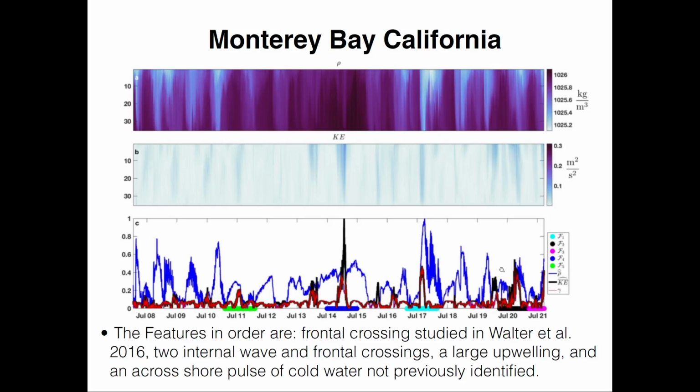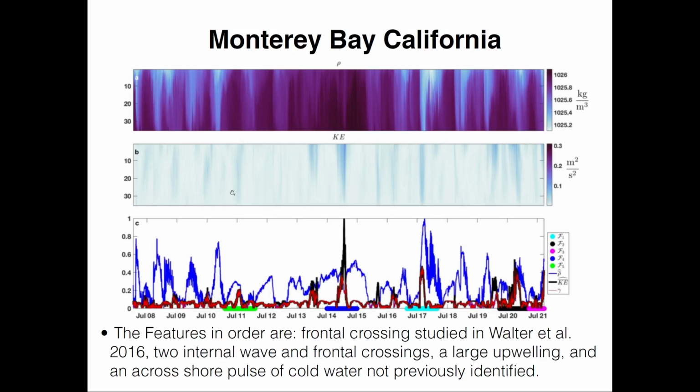A large upwelling. Okay, so that's blue right here. There's an upwelling right here. This one's kind of a cool one because it's not as obvious in the density, but of course it's very strong in the kinetic energy. And then a cross-shore pulse of cold water. This one is right here, and it's interesting because it doesn't pop out visually, but mathematically speaking, it is there.